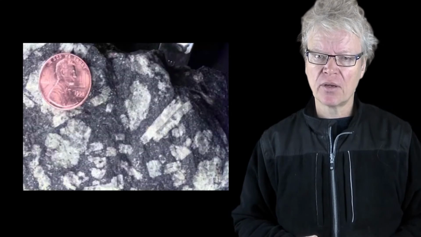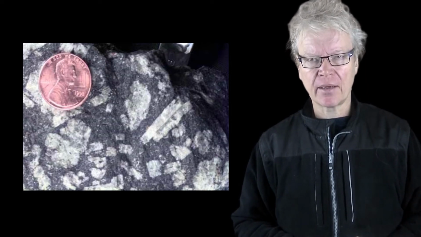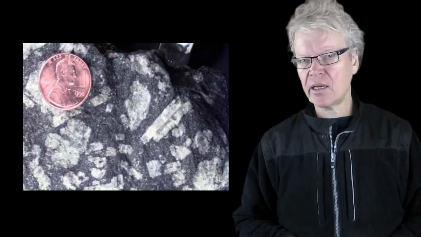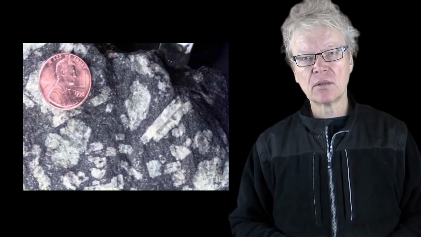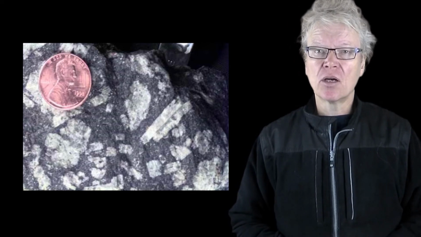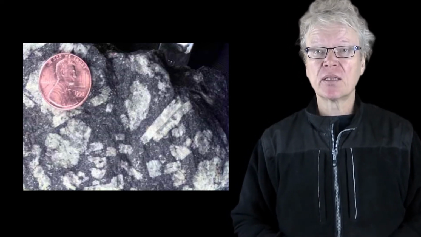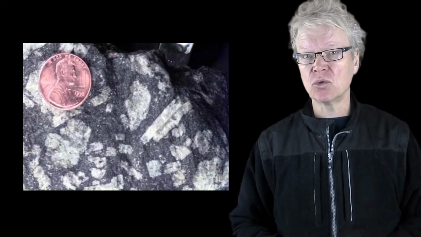Pretty simple. Now, sometimes you get a rock that looks like this. It's got large crystals and small crystals. Now, that's a bit problematic. How can that be? How can you have evidence of two rates of cooling? Well, it happens like this. Firstly, the magma rises and it gets stuck for a bit, and so it starts to cool.